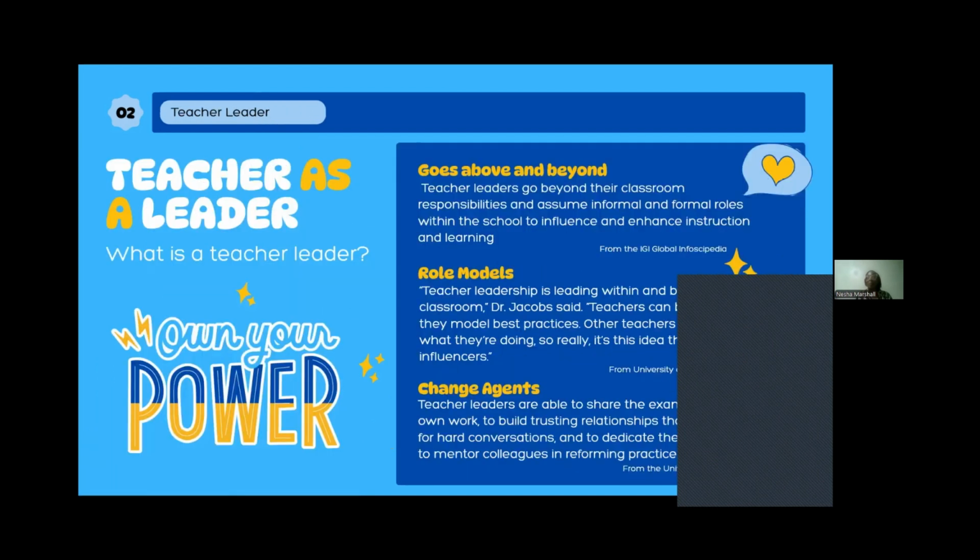So we've heard this term being thrown around, teacher leader. What is a teacher leader? A teacher leader goes above and beyond. These people take on responsibilities and they assume informal and formal roles within the school to influence and enhance instruction and learning. These people are role models. Teacher leadership is leading within and beyond the classroom. They set examples for their colleagues as well as their students. And these teachers are also change agents. These are the persons in the school that take charge of initiatives and they ensure that these initiatives are accepted by their colleagues and the wider school community.